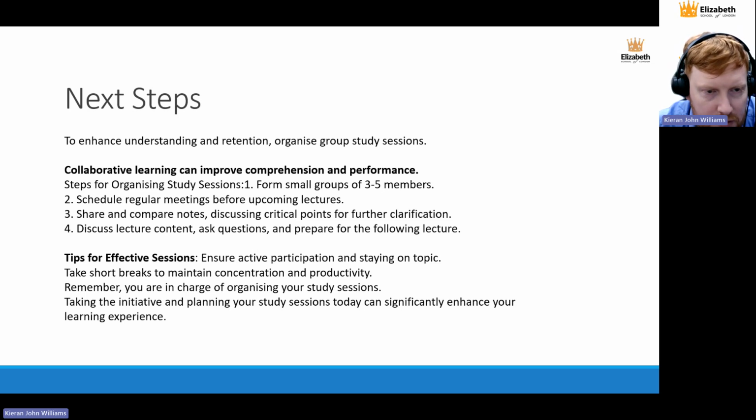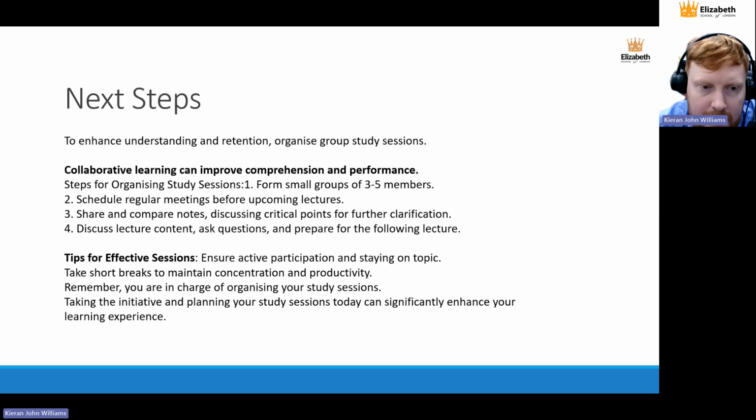So let's have a look at some next steps that will be able to help you in the future. It may be that you do want to organize some of those group study sessions. They are important for a few different reasons, but the main one is that collaborative learning generally leads to improved comprehension and performance. So if that sounds great for you, then see if you can form some small groups of maybe 3 to 5 members.